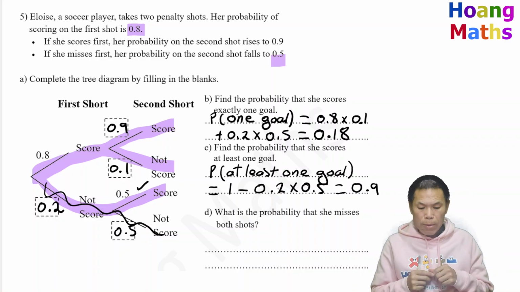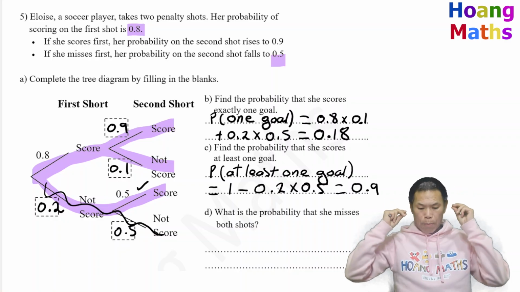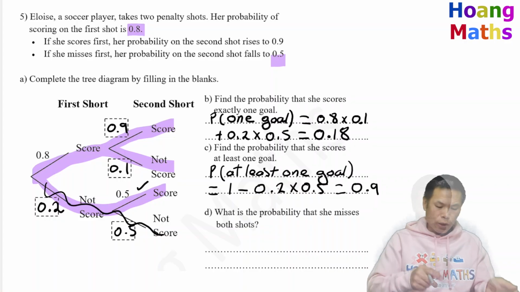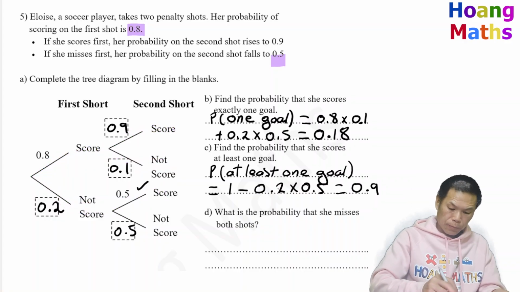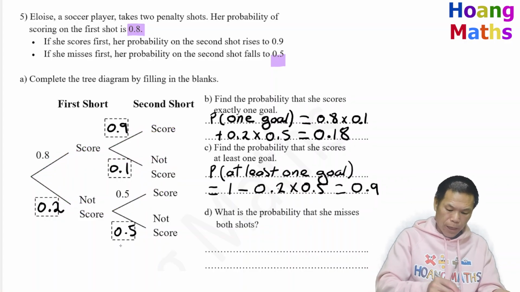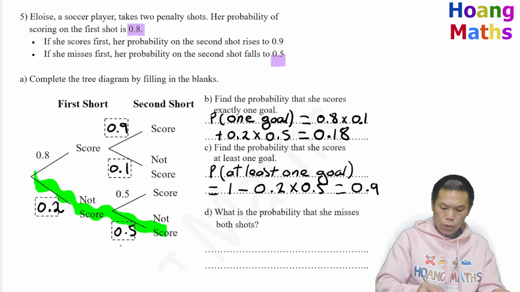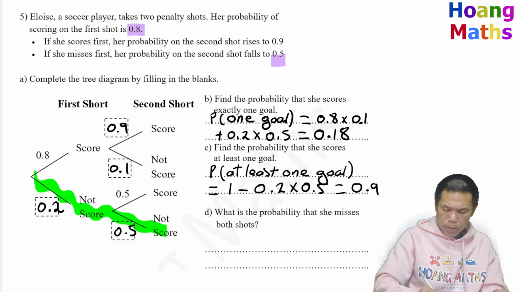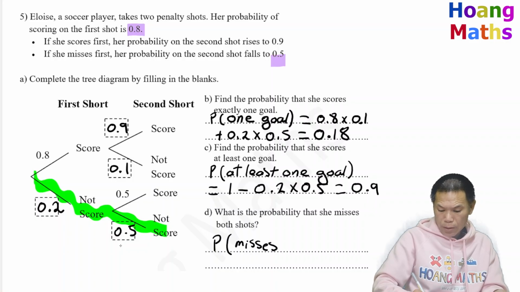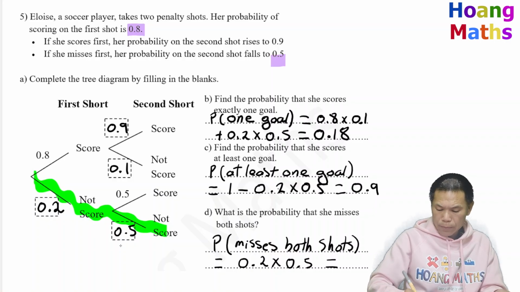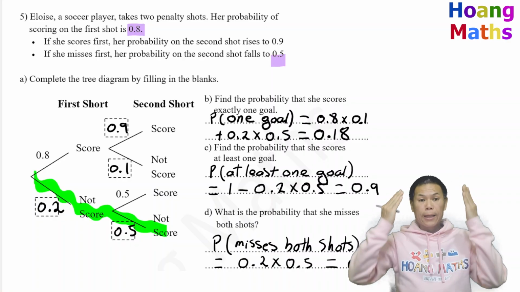Part D. What is the probability that she missed both shots? So that means this one here. Okay, not score, not score. So probability she misses both shots. So that will give me 0.1. There you go.